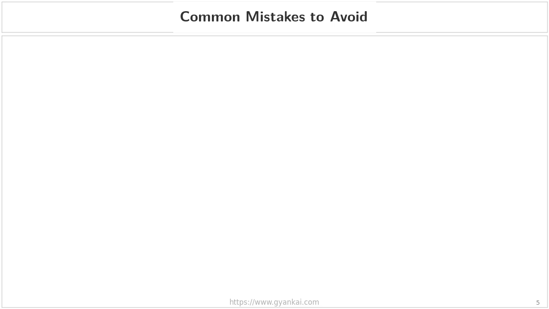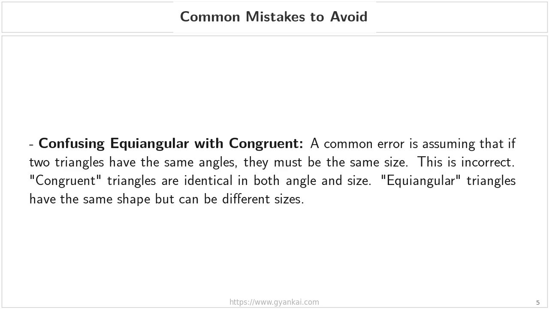Common mistakes to avoid. First, please be careful not to confuse equiangular with congruent. This is a frequent error. It is tempting to assume that if two triangles have the same angles, they must also be the same size. However, as we discussed in our earlier slides, that is not necessarily true.